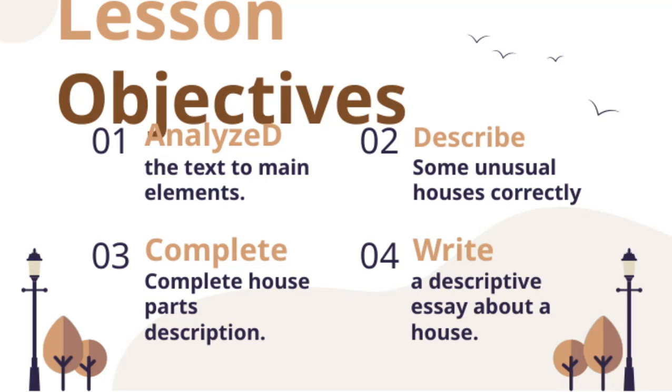Today, we're going to explore a descriptive essay about a house. We'll look at how to describe its parts thoroughly and accurately. First, we'll focus on completing the house parts description, making sure to cover all the key elements that make a house unique. Next, we'll examine some unusual houses correctly, highlighting what makes them stand out.